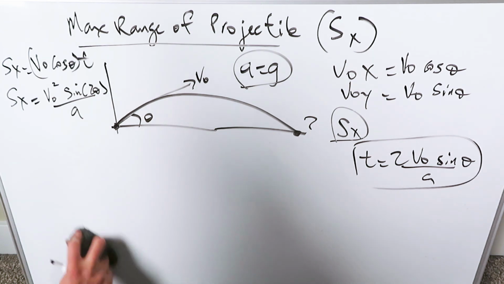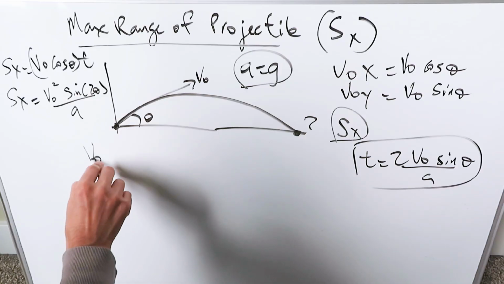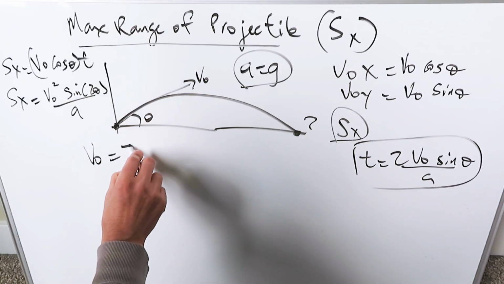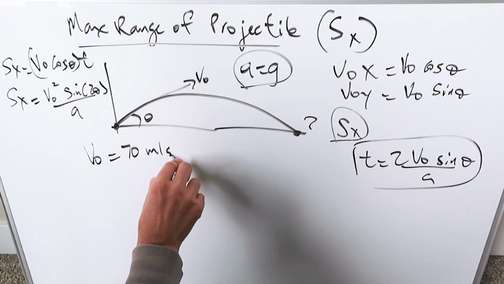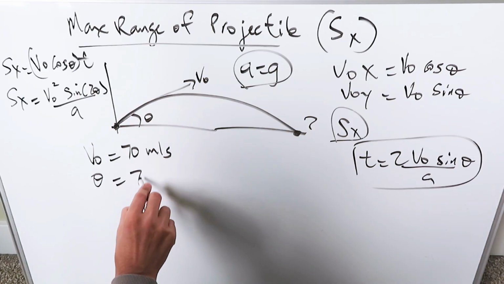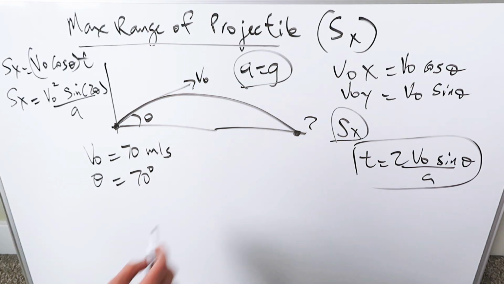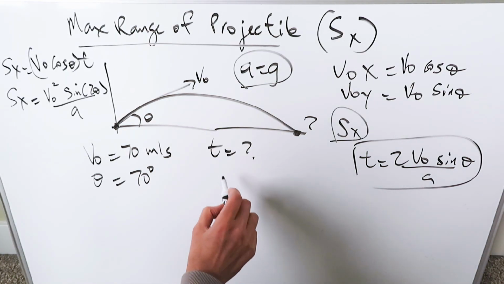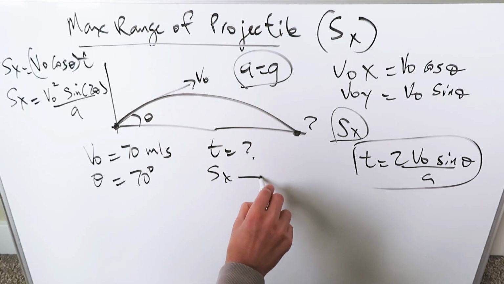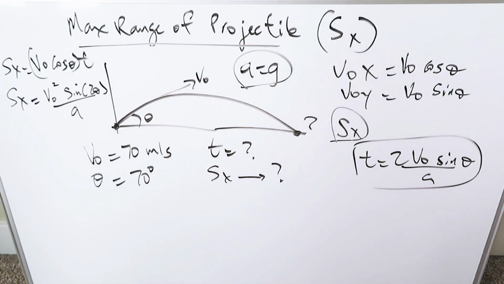What is my good example? I have a projectile which has been shot at an initial velocity, let's say, of 70 meters per second. It has been shot at an angle of, let's say, 70 degrees. We don't know the time, but we can easily determine it. We need to determine how far it went. What is the maximum displacement?